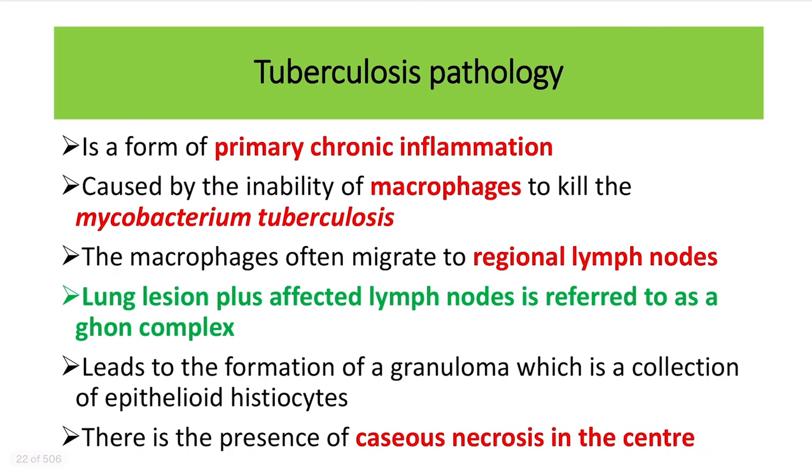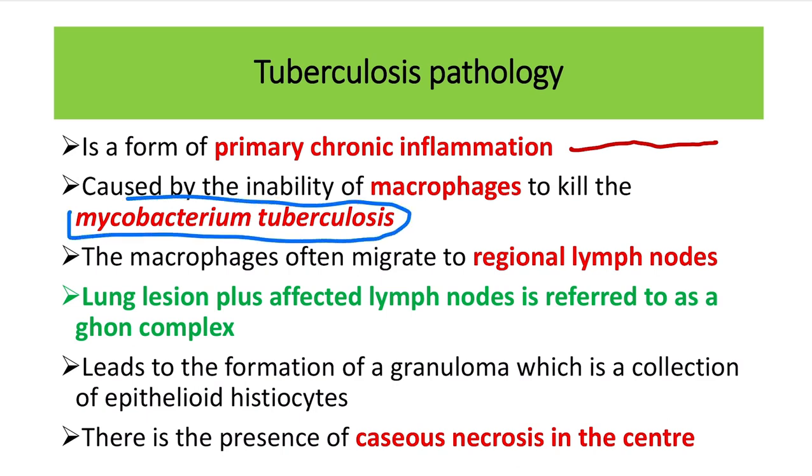So first of all, the pathology of tuberculosis. It is a form of primary chronic inflammation. That means when the tuberculosis infection starts, it continues. It usually does not break. It is caused by the inability of the macrophage to kill the Mycobacterium tuberculosis. Mycobacterium tuberculosis is a low metabolic activity organism, so the macrophage is usually not able to destroy it.